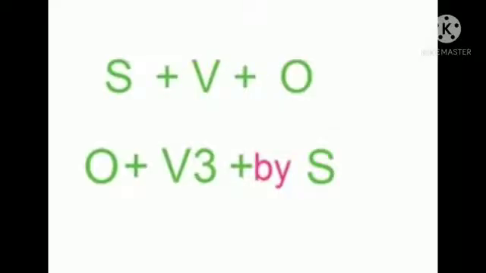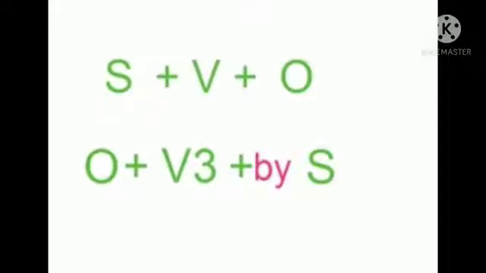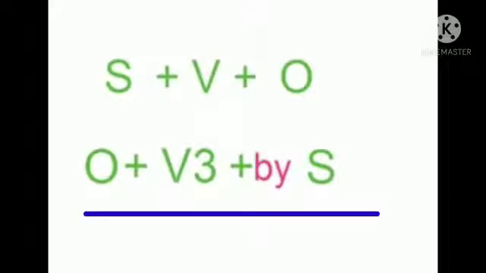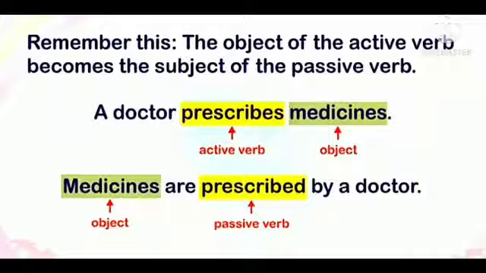So if we see the structure, the sentence written in active voice will be subject plus verb plus object. Now, after converting it to passive voice, the structure will be object plus V3, then the preposition by, and after that subject. Now, let us understand it through examples. Remember this, the object of the active verb becomes the subject of the passive verb. Here it is written, a doctor prescribes medicines. Now, when it is converted to passive voice, it will become medicines are prescribed by a doctor.